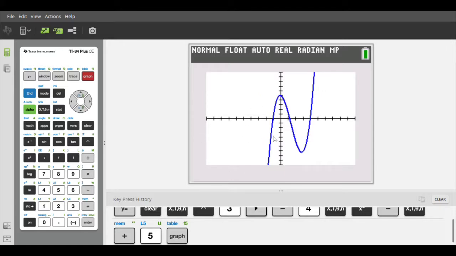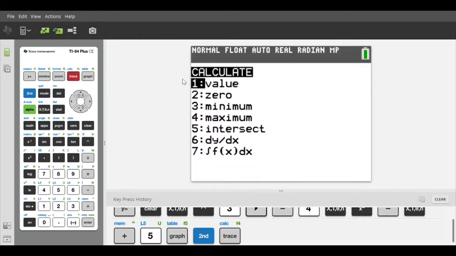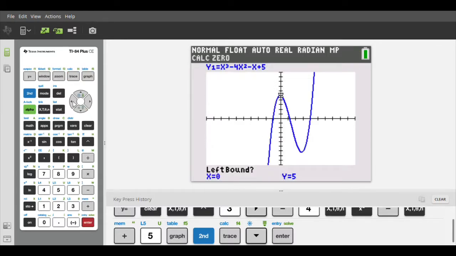And so now we're looking for solutions. So we're looking for those zeros or those values where it crosses the x-axis. So to do this, we should remember we're going to hit second trace, take us to the calculate menu, option 2, zeros. And we want to go ahead and move our cursor. We're going to find these one at a time to the left of our first zero, and then to the right of it, hit enter. And it tells us that our first zero is at negative 1.09376, so we can round it off if we need to.